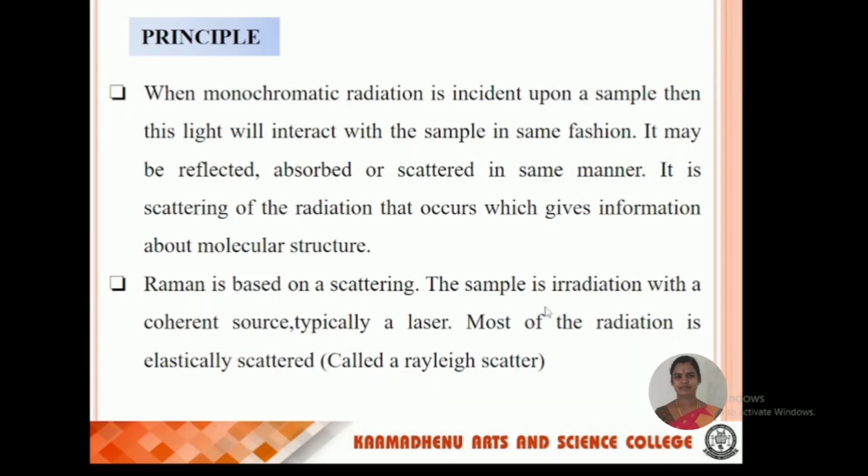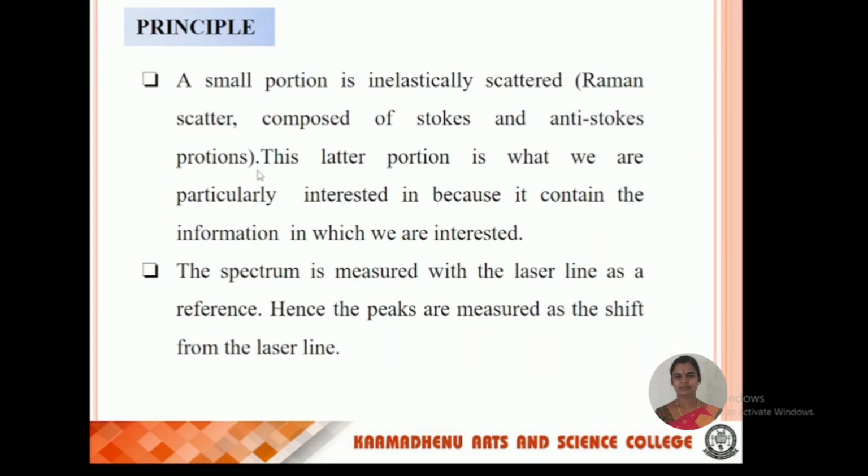The sample is irradiated with a coherent source, typically a laser. Most of the radiation is elastically scattered, that is Rayleigh scatter. Then a small portion is inelastically scattered, that is Raman scatter, composed of Stokes and anti-Stokes portions. This latter portion is what we are particularly interested in because it contains the information in which we are interested.